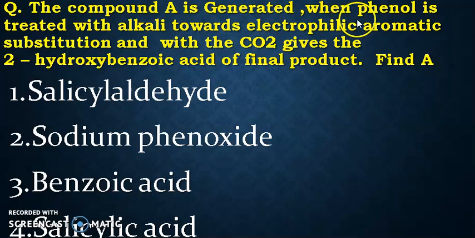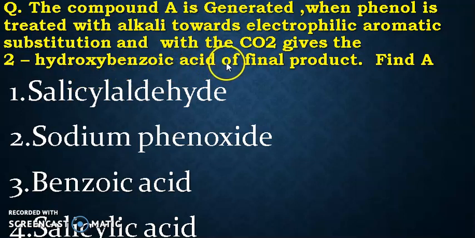What is the reaction actually? Let's see again. The phenol is treated with NaOH, with electrophilic aromatic substitution, so that you will get a compound A. That's what compound A is. Am I right? So compound A is generated by phenol with the alkali NaOH. Then that compound A is reacted with carbon dioxide and gives the product 2-hydroxybenzoic acid.